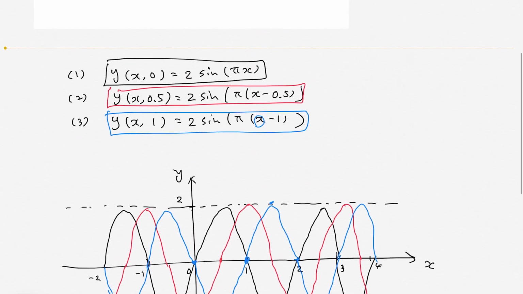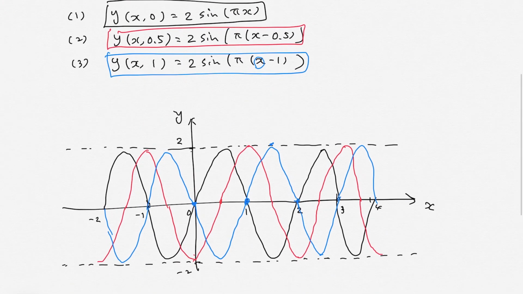So if you look at these three curves, you can easily recognize the curve is moving to the right. What is the velocity? After one period of time, this point is moving to the right by 1 meter. So as we can confirm, the velocity is actually 1 meter per second. Okay, this is the answer to these questions.